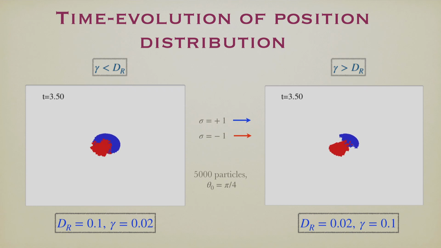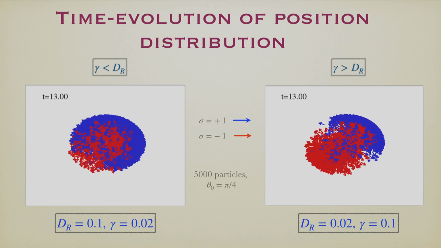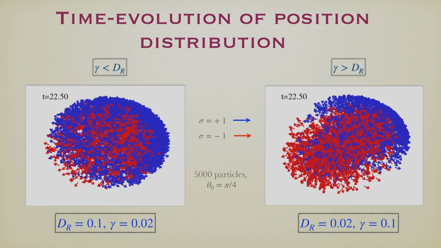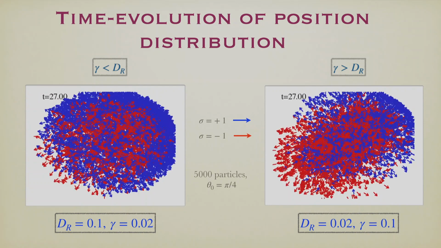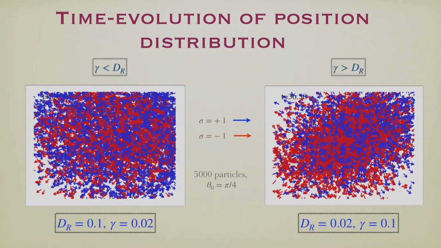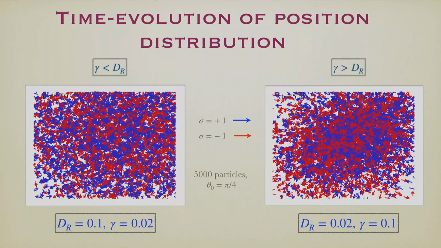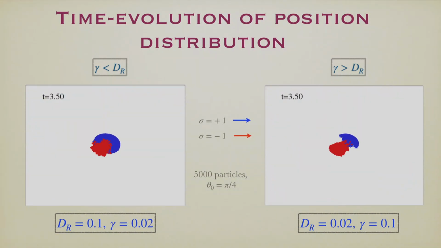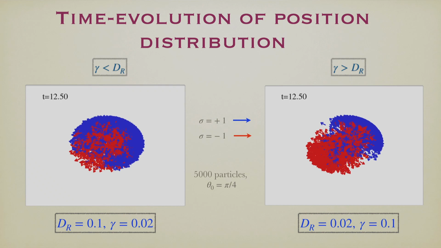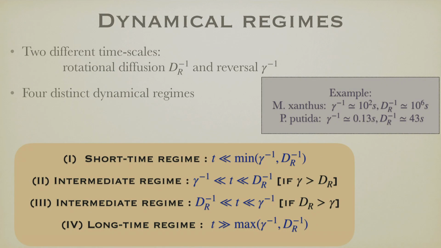So we start with 5,000 particles, non-interacting, all at the origin, oriented along a certain direction, pi by 4 here, and we see how the cloud evolves as we change time. As time evolves, in one case we see that the cloud becomes isotropic quite quickly, and in the other case, you see that it retains the information about the initial orientation for quite a long time. So we expect that depending on whether gamma is smaller or larger than dr, we will have different kinds of dynamical behavior, and this is what we are trying to see a bit more rigorously.